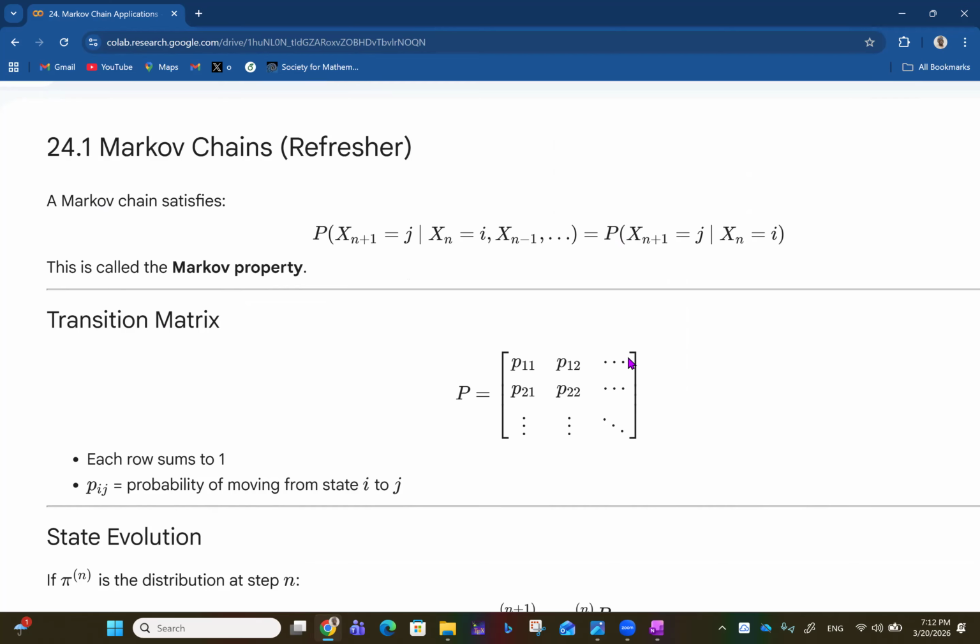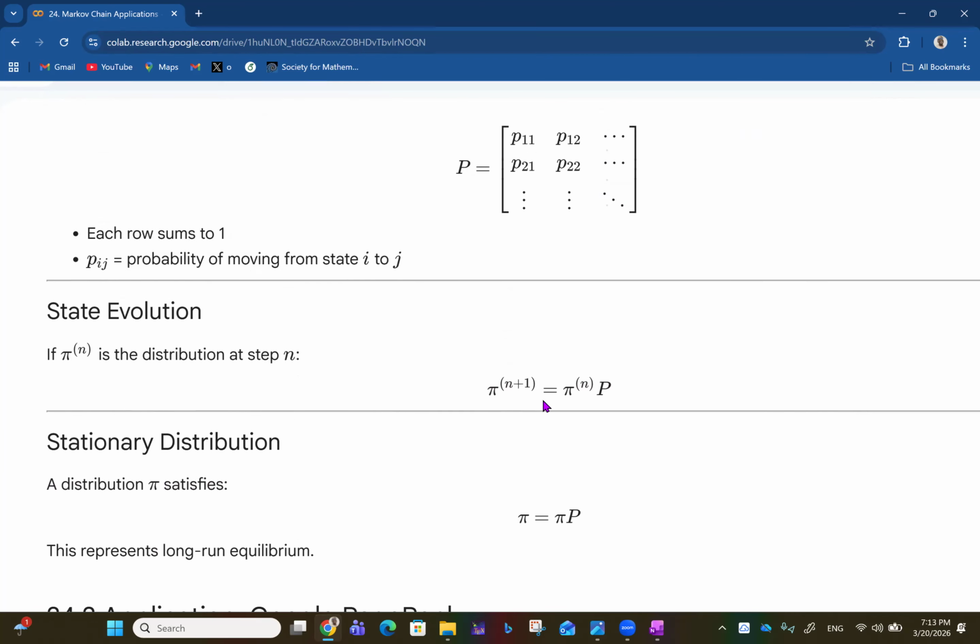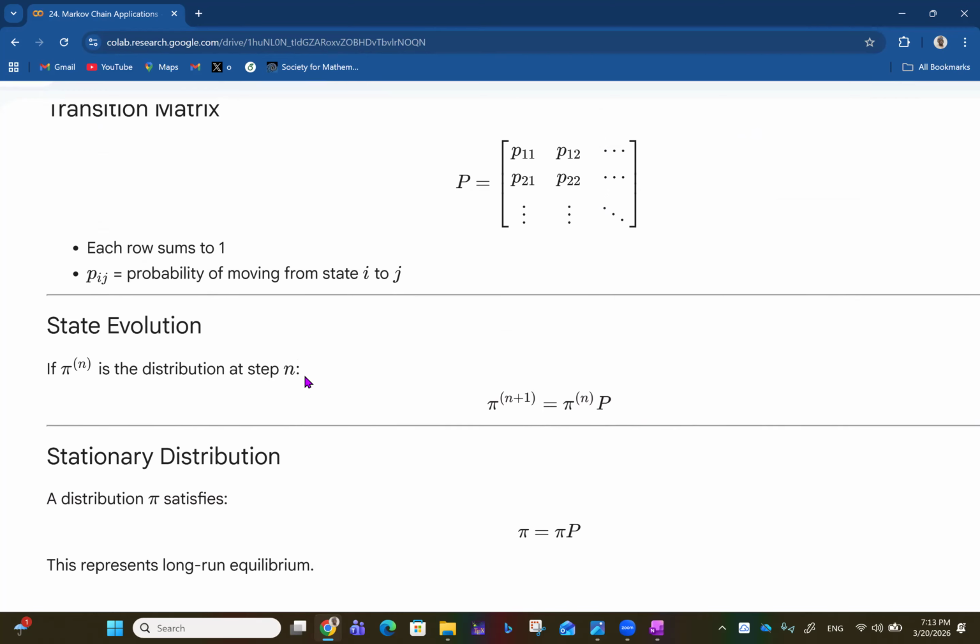And then we talk about the idea of transition matrices, where each row sums up to 1, and each probability is, of course, non-negative for obvious reasons. P_ij is the probability of moving from state i to state j. So P_11 is the probability of moving from state 1 to state 1, P_21 is the probability of moving from state 2 to state 1, and so on and so forth. Then we talk about state evolution. We've seen all of this a whole lot. If pi_n is the distribution at step n, then pi_{n+1} is the same thing as pi_n multiplied by the transition matrix P.